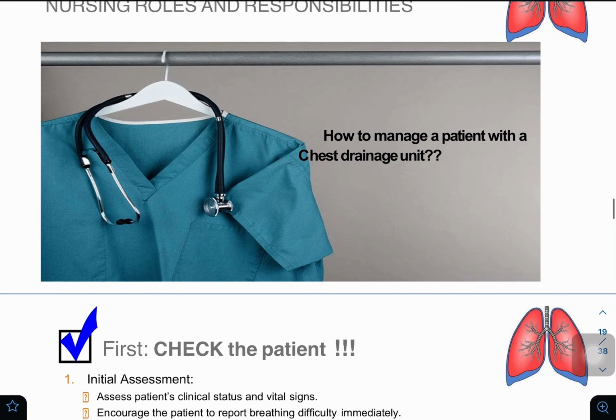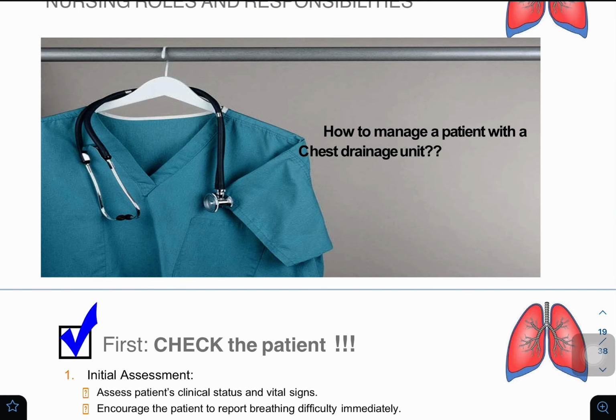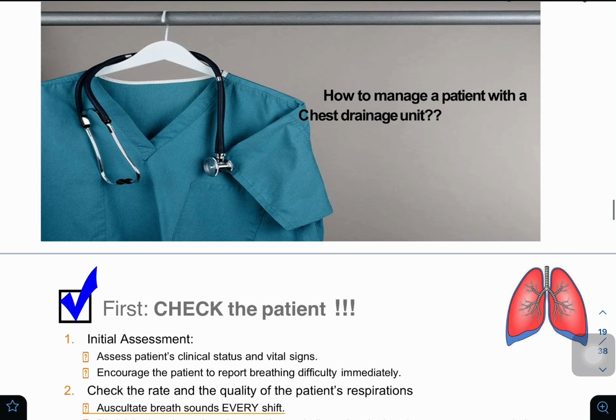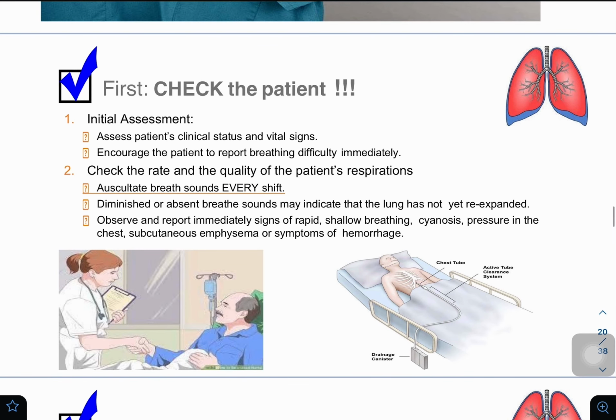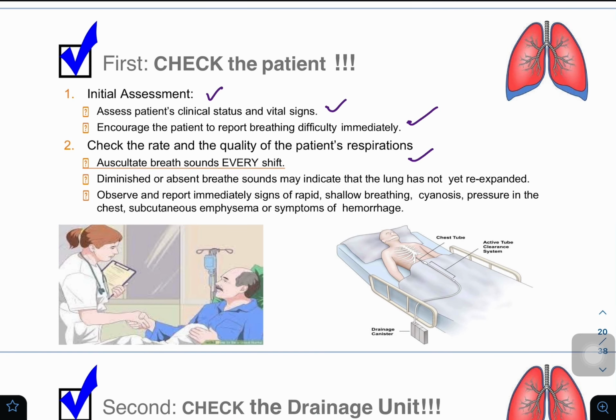So what are our colleagues' responsibilities to manage a chest drainage unit? Initial assessment is very important. Assess the patient's clinical status and vital signs, how the patient is doing. He should be hemodynamically stable. Encourage the patient to report breathing difficulty immediately. Explain to the patient that whenever he is feeling discomfort, or more coughing, or chest pain, or shortness of breath, he should tell us so that we can see if the drain is blocked, or any other complications are occurring.